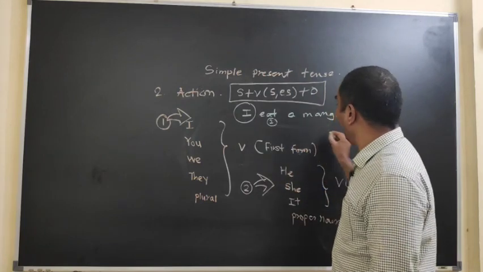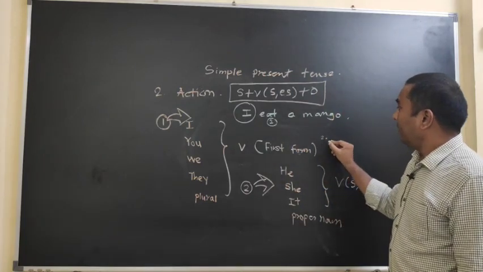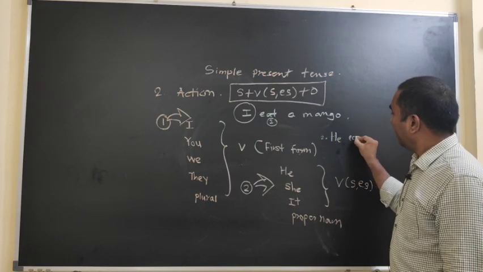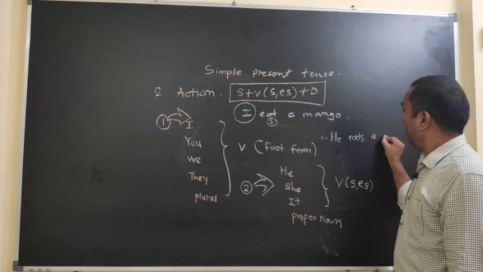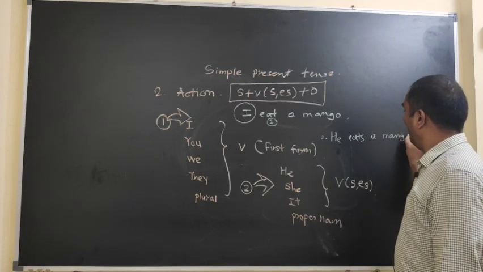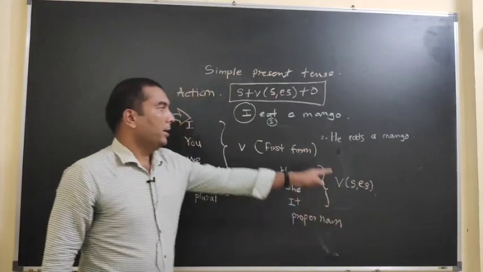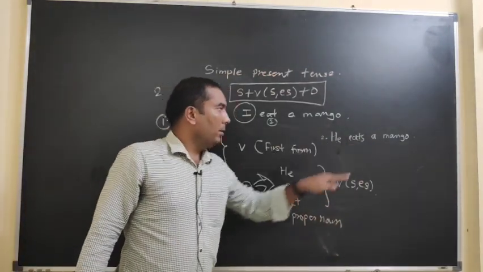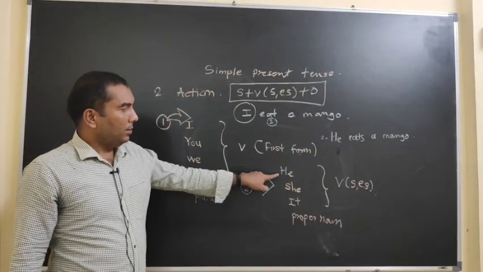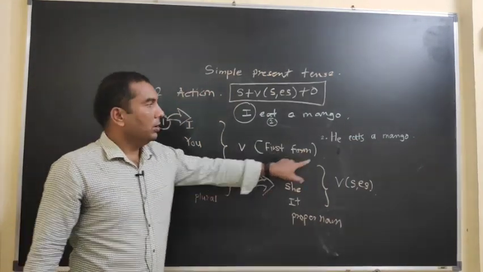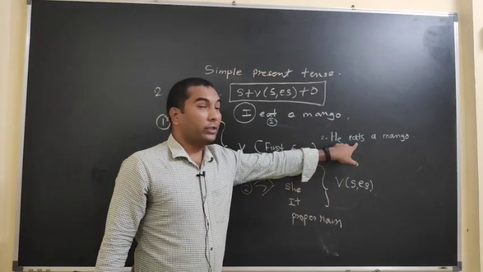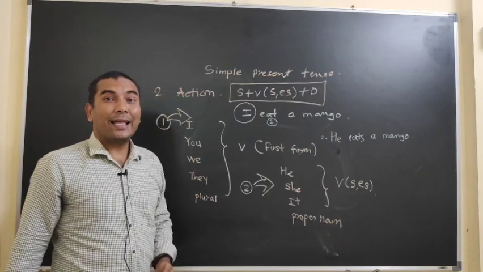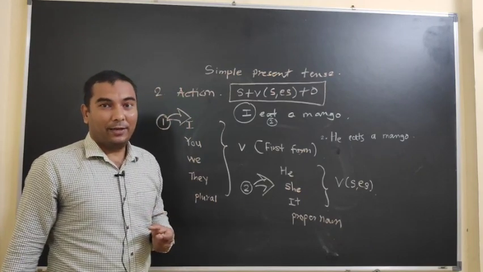Now second example I can write like this way. He eats a mango. Now look, he eats a mango. Who eats a mango? He eats a mango. He is a singular pronoun. In front of that I have used eat as the main verb, and to that I have used s as a suffix there. Are you getting it?